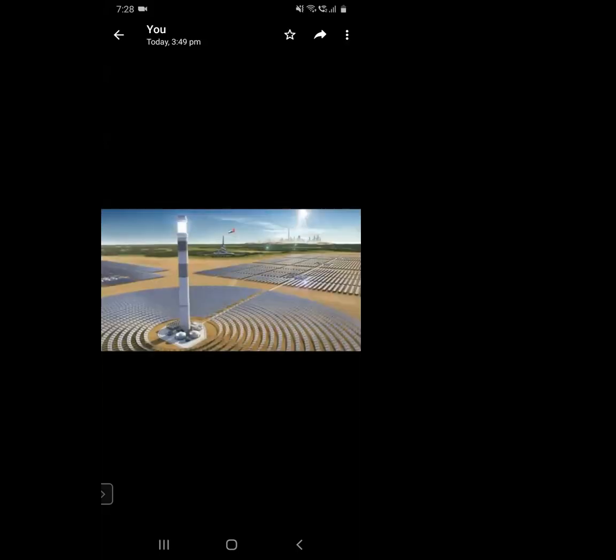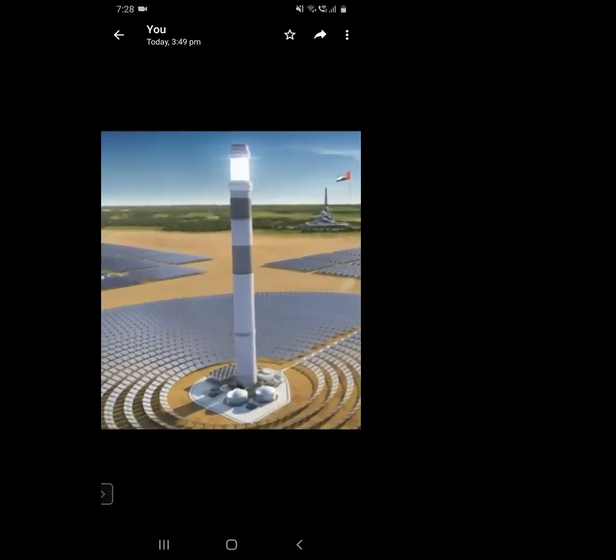Okay, then solar thermal towers. Now, what are solar thermal towers? Can you see this big tower? This is, by the way, one of the biggest solar thermal towers of the world, in Dubai. You can see this tower is surrounded by circles of mirrors. These mirrors are reflecting the sunlight falling on them onto the top of the tower. Can you see the shiny top part of the tower?